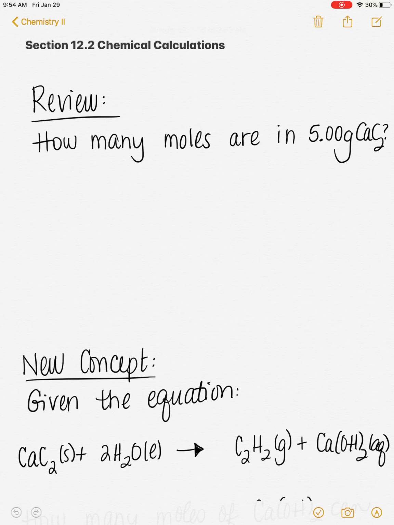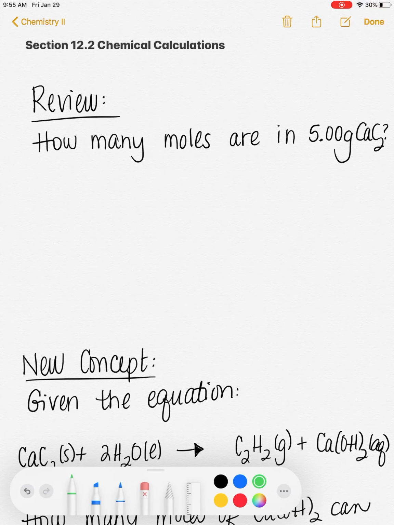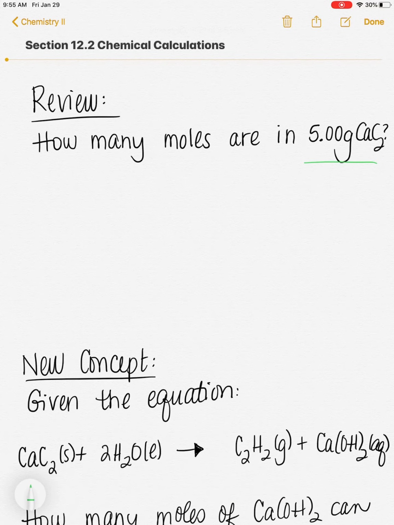Let's begin with a review problem. The review problem that I'd like to start with today says how many moles are in 5.00 grams of CaC2. So we always begin with the number and unit that we're given in the problem. In this case, it's 5.00 grams of CaC2. Then we set a goal for ourselves. We are asked how many moles of that substance there are. So moles of CaC2 is what we are supposed to convert to.